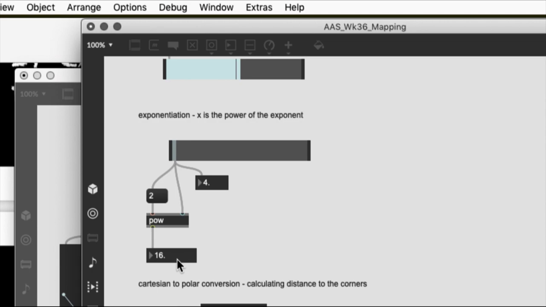And what I get is an actual exponential value which is useful for frequency. You see, 16 Hertz to 16,000 Hertz. This is how you do it. And then what you get is that halfway, I actually get halfway the spectrum.